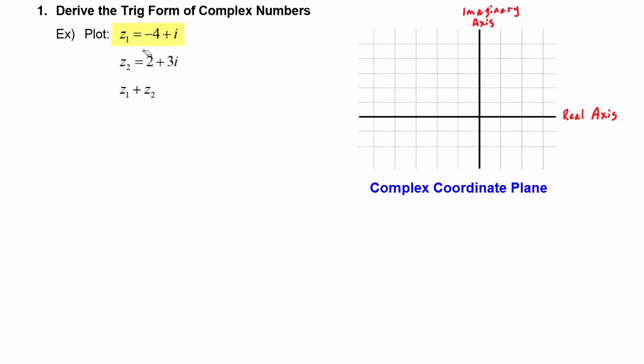Now, in order to plot z1, which is -4 plus i, we know that the real part is -4, so we would go -4 on the real axis. The imaginary part is +1, it's the coefficient of the i, so we go +1 on the imaginary axis. And we draw the vector that starts at the origin and goes out to that point. So this is z1.